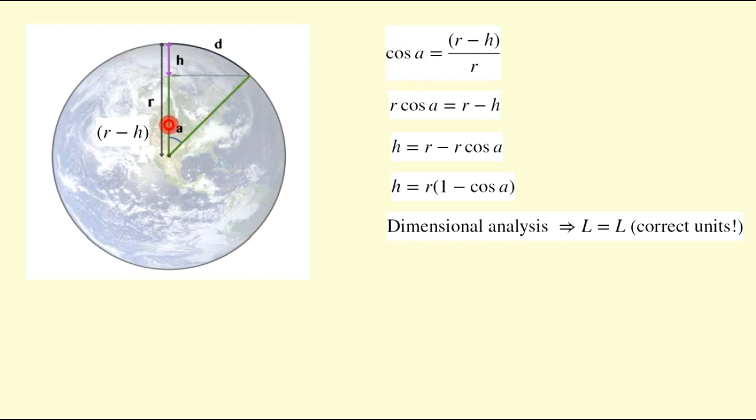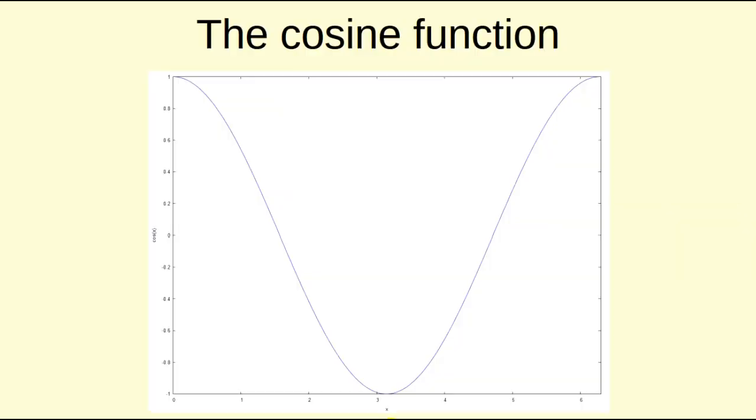The cos of the angle, cos of A, is adjacent over hypotenuse. So you have r minus h over r. So it's r minus h divided by r, because that length is r. Multiply it out, and you end up with r cos a equals r minus h. Rearrange, h equals r minus r cos a. H equals r, take it out of the bracket, 1 minus cos a. Dimensional analysis, happy days. Length equals length, correct units. There we go. That's a good start.